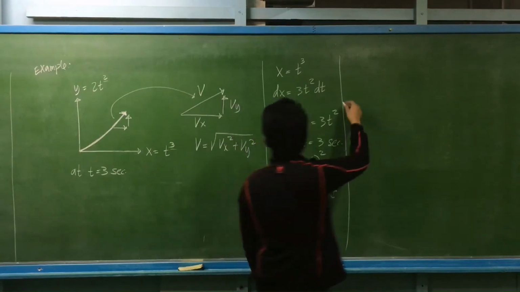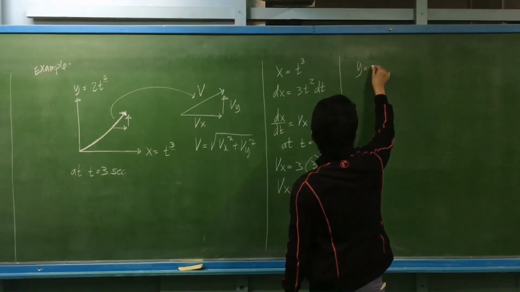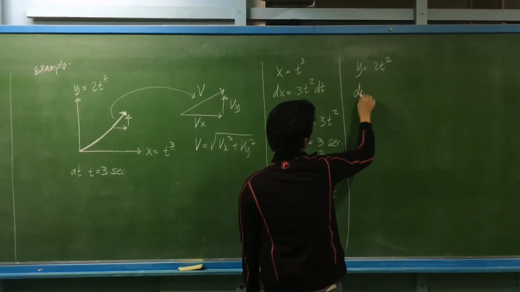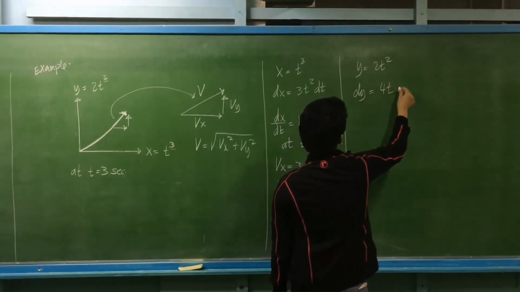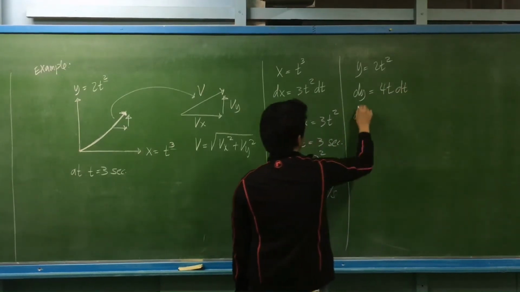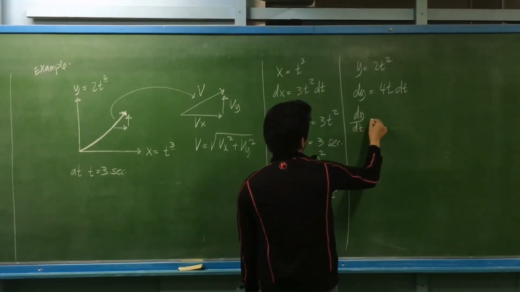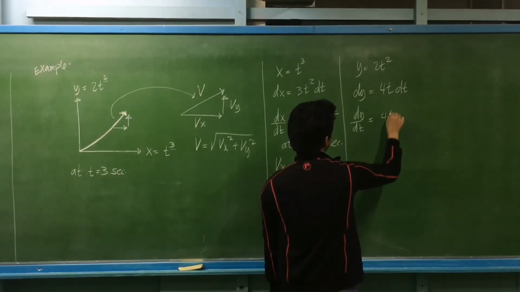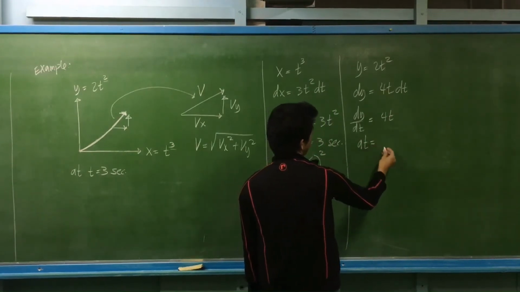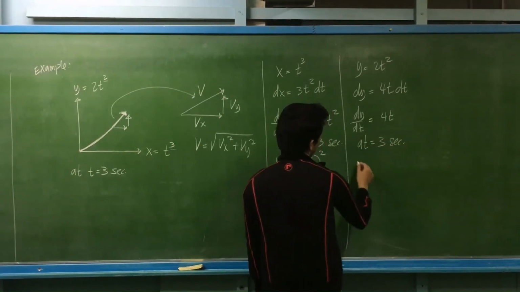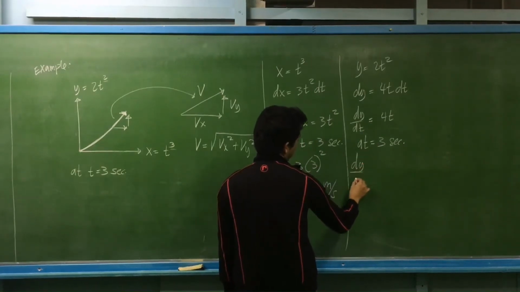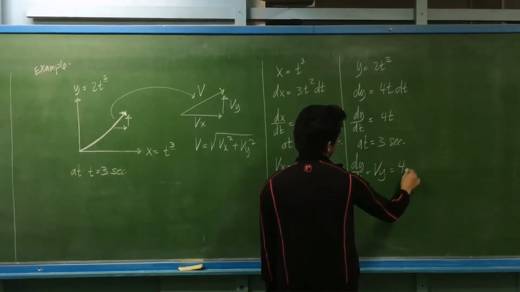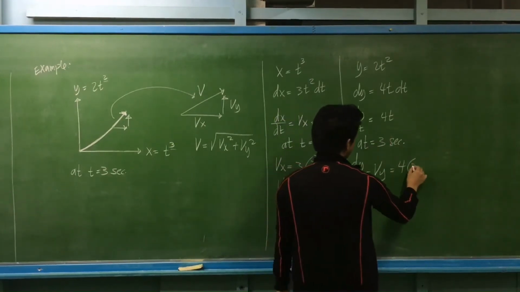Let us determine the velocity along y. You have y equal to 2t squared. Differentiating both sides, dy is equal to 4 times t dt. So dy over dt is equal to 4 times t. At time equal to 3 seconds, dy over dt, the same as the velocity along y, is equal to 4 times the given time, which is 3.